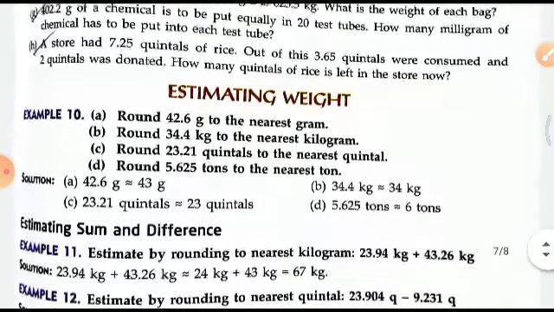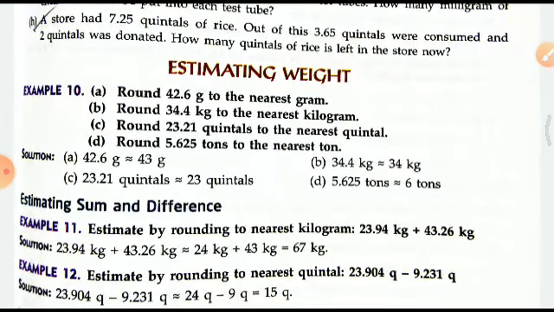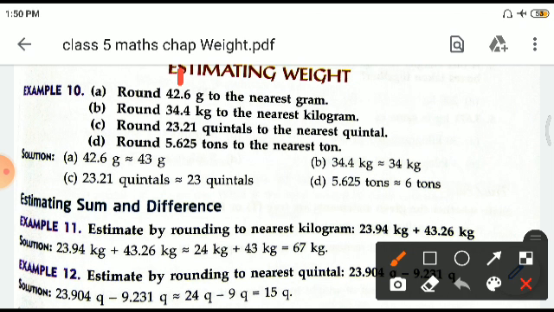Now estimating weight. Estimation is done as per the instruction given in the question, right? See, around 442.6 gram to the nearest gram. That means we need to remove the decimal part. So the point of approximation will be 2. Now 0.6 is more than 5. So we need to add 1 to the prefix. That is 2. 1 will be added to 2 and we will get 443.